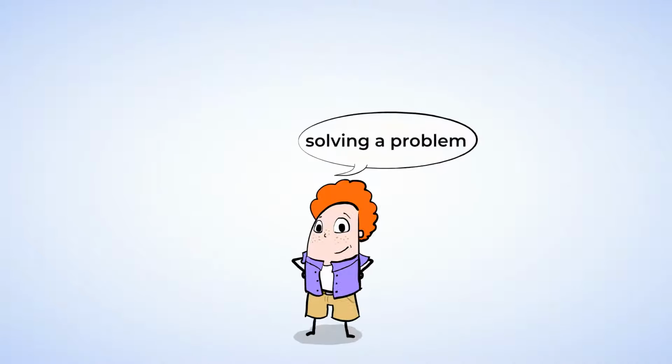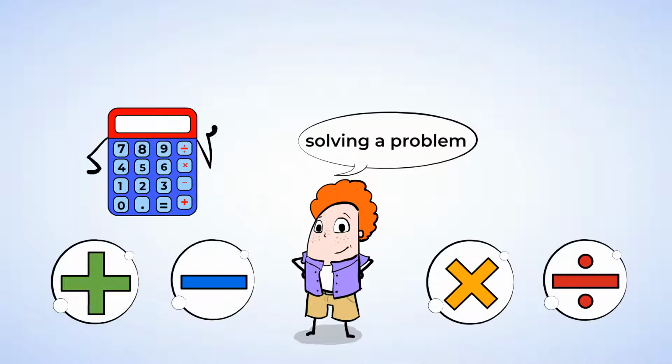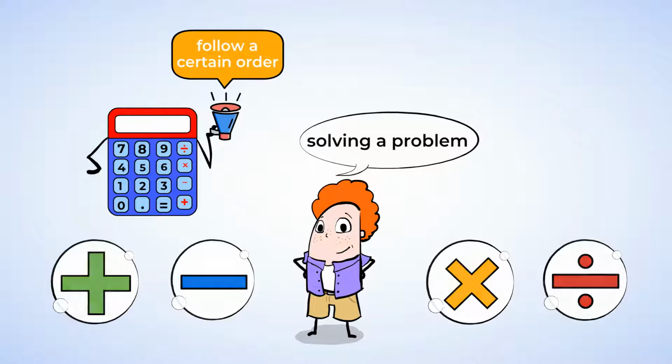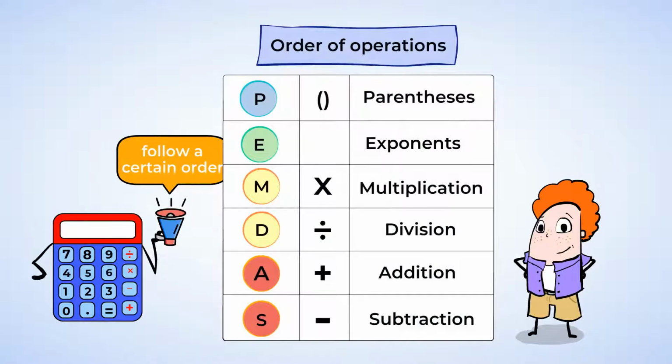When solving a problem that has different operations, such as addition, subtraction, multiplication, and division, we need to follow a certain order. It ensures that everyone gets the same answer in the end. Now, this set of rules is called the order of operations. Yeah, pretty fancy name, right?